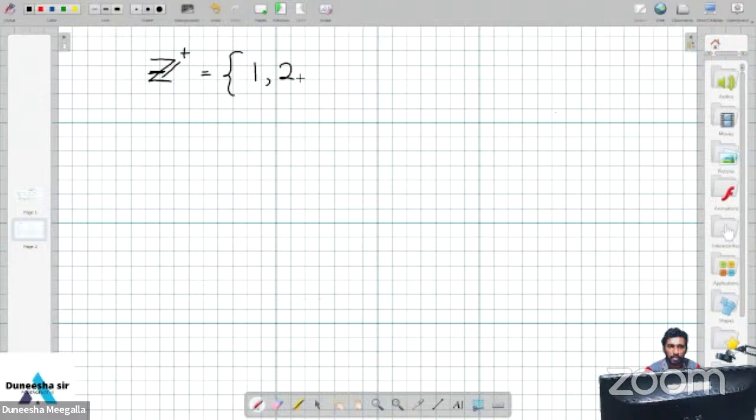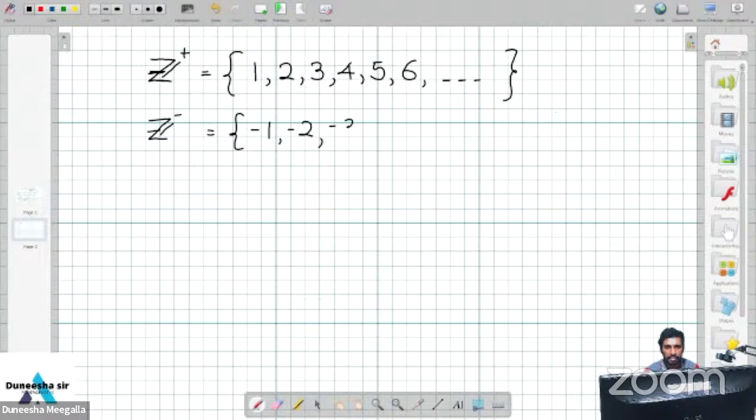මොකද මේවා plus mark එකත් එක්ක තියෙනවා නේද? Then 1, 2, 3, 4, 5, 6 likewise. Okay. Write it down. If it's Z minus, what are they? -1, -2, -3, minus 4, minus 5, minus 6, likewise. Okay.